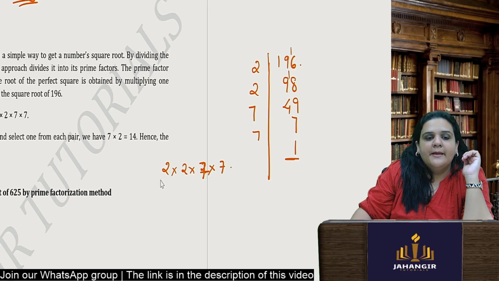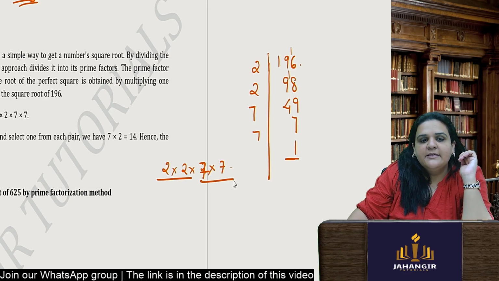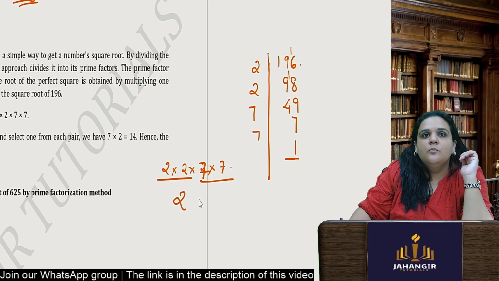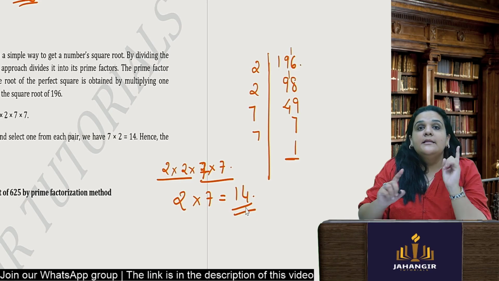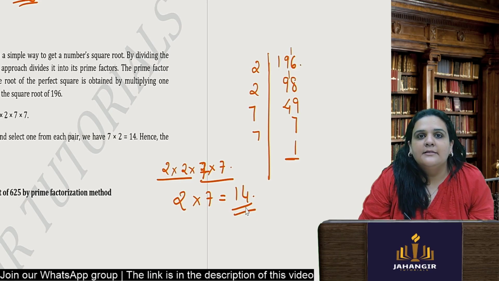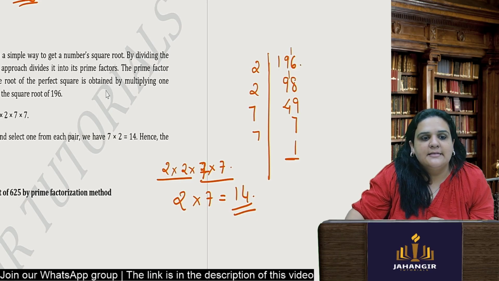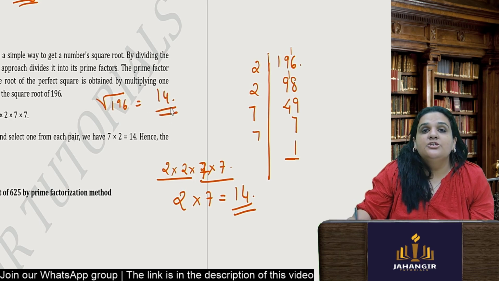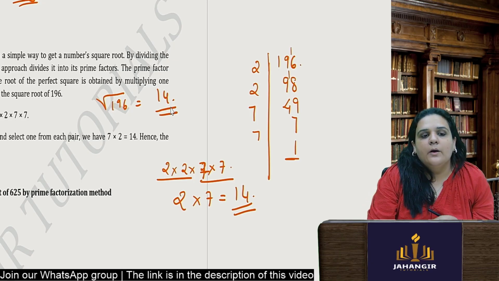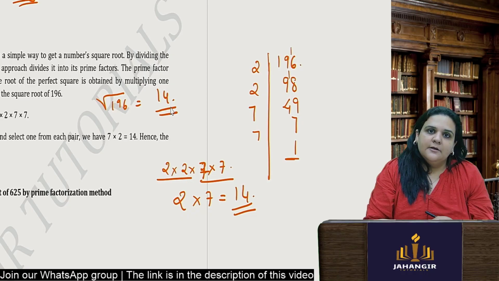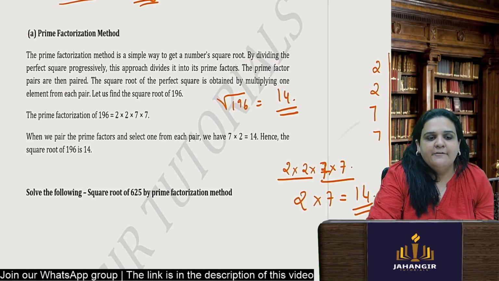So I'll take the pairs. 2 and 2 is one pair, 7 and 7 is one pair. So write 2 once and 7 once. 7 twos are 14. 14 is the square root answer. The square root of 196 is nothing but 14. You can check it. Multiply 14 by 14, you will get the answer as 196. So this is the prime factorization method.